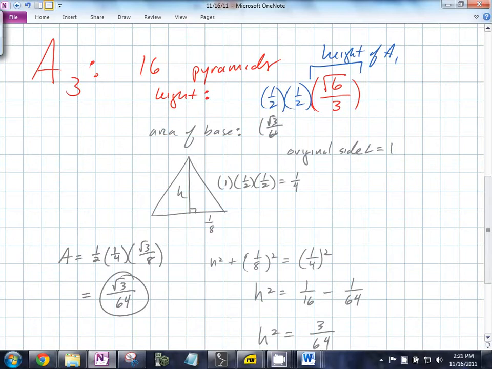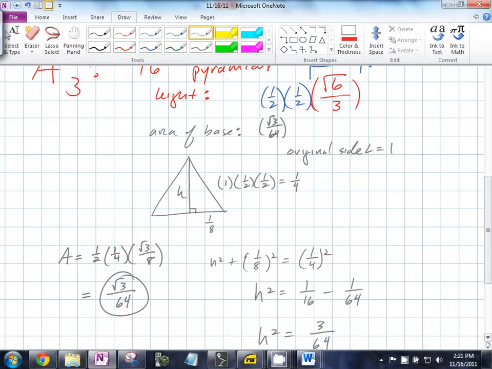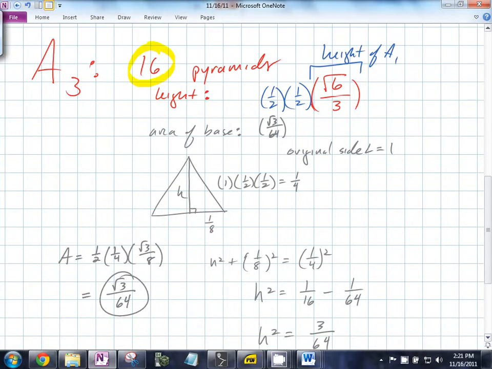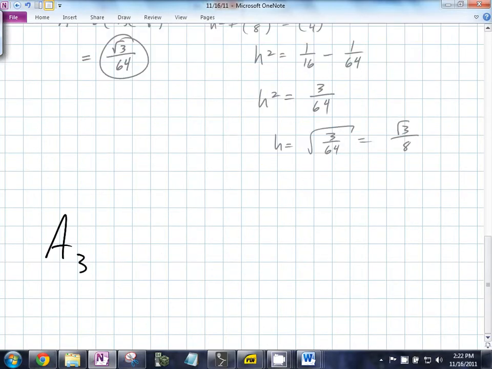We know there are 16 pyramids. The height of each pyramid is this, and the base area is that. So if we want to do this here, A3 is therefore going to equal 16 times, what's the formula for the volume of a triangular-based regular pyramid? 1/3 the area of the base, which is root 3 over 64. The height, which is what?